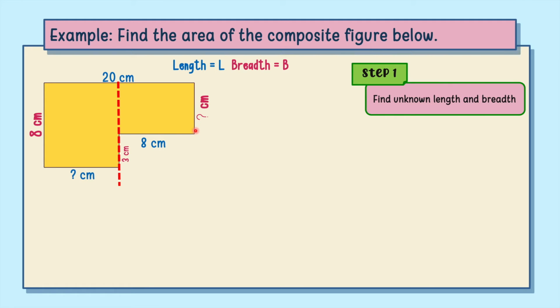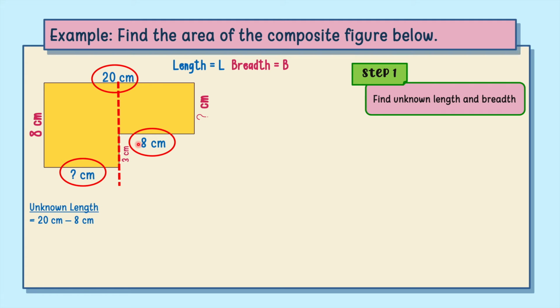So step number 1, find the unknown length and breadth. We have one unknown length here and one unknown breadth here. Let's look at the length first. For the length, we have 20 centimeter here and then 8 centimeter. So how can we find this unknown length? We need to subtract them, same like the previous topic that we did on perimeter.